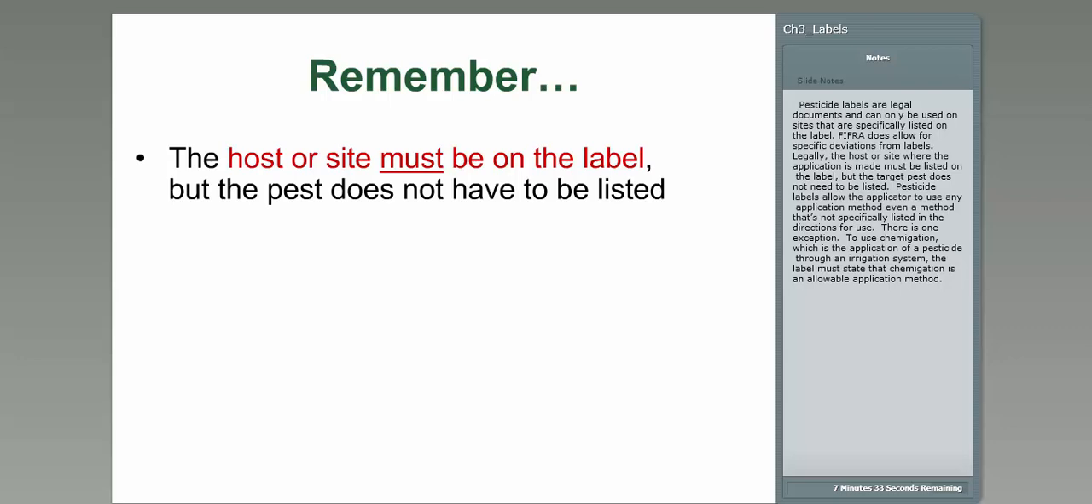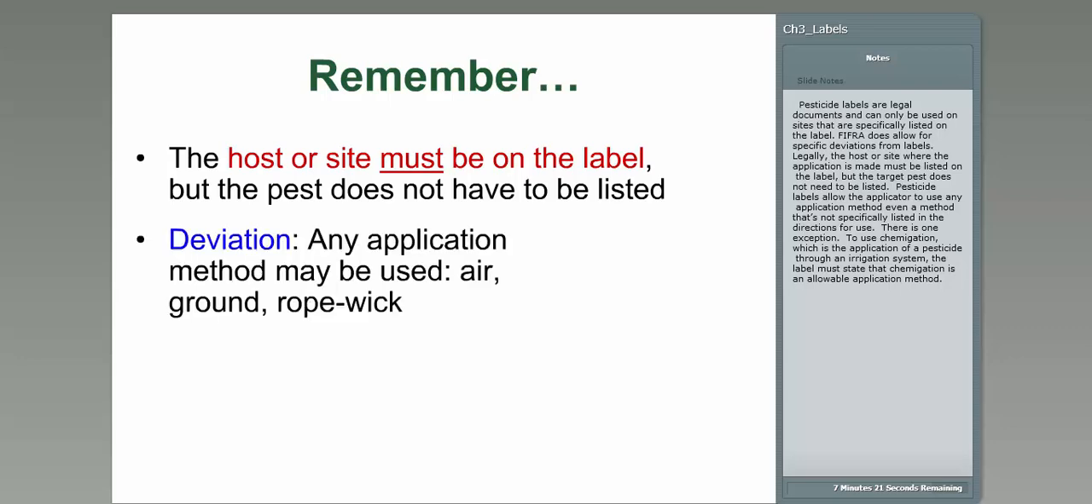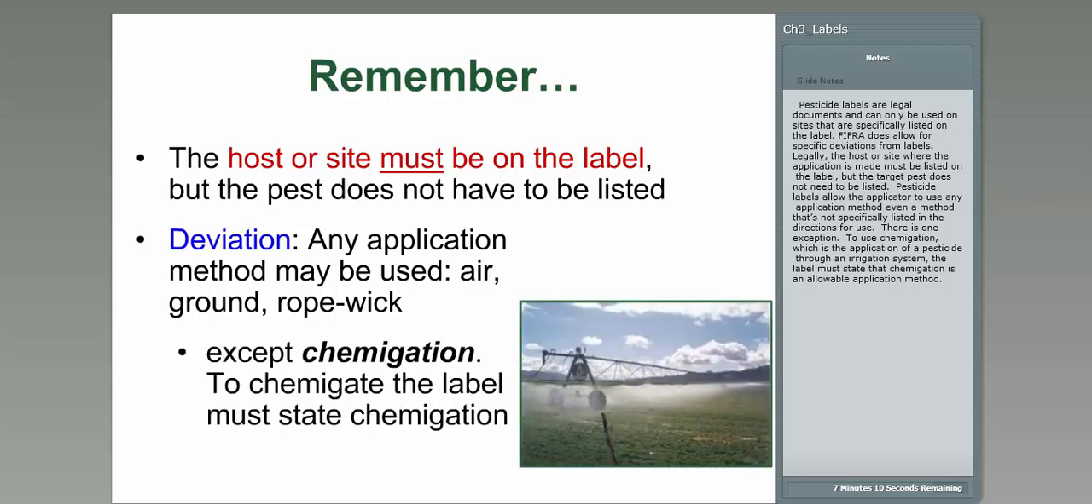Legally, the host or site where the application is made must be listed on the label, but the target pest does not need to be listed. Pesticide labels allow the applicator to use any application method, even a method that's not specifically listed in the directions for use. There is one exception. To use chemigation, which is the application of a pesticide through an irrigation system, the label must state that chemigation is an allowable application method.